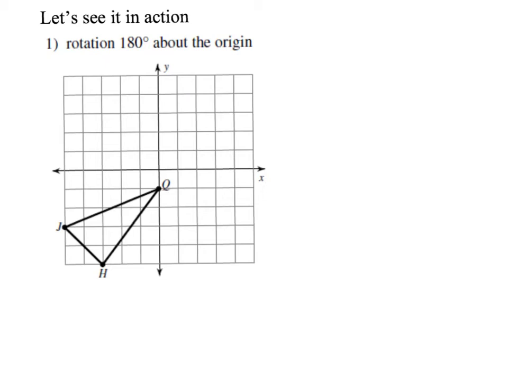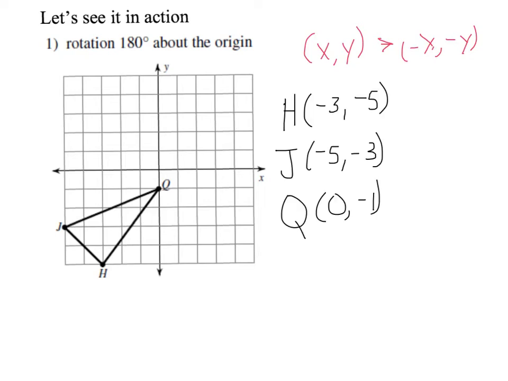Here's how it works. I have a graph with a triangle, and I need to rotate it 180 degrees about the origin. When I look back at my rules, when I rotate something 180 degrees, that means I'm going to take my coordinates xy and I make them opposite. So it becomes negative x, negative y. So what I'm going to do is list each point and just apply my rules to them.